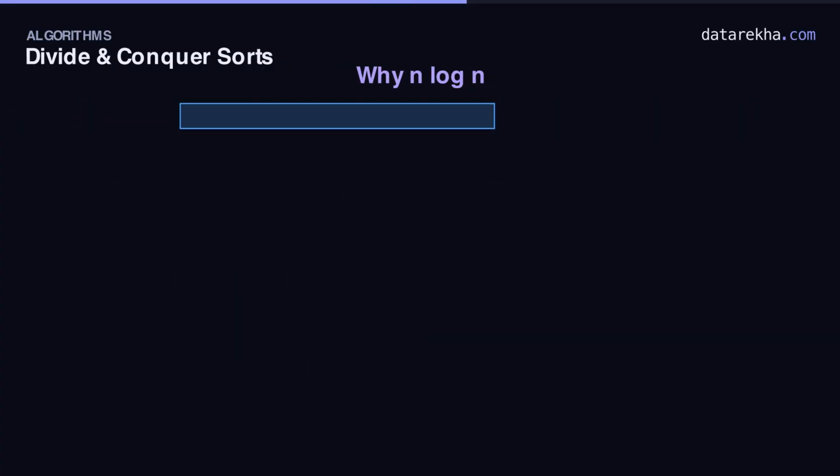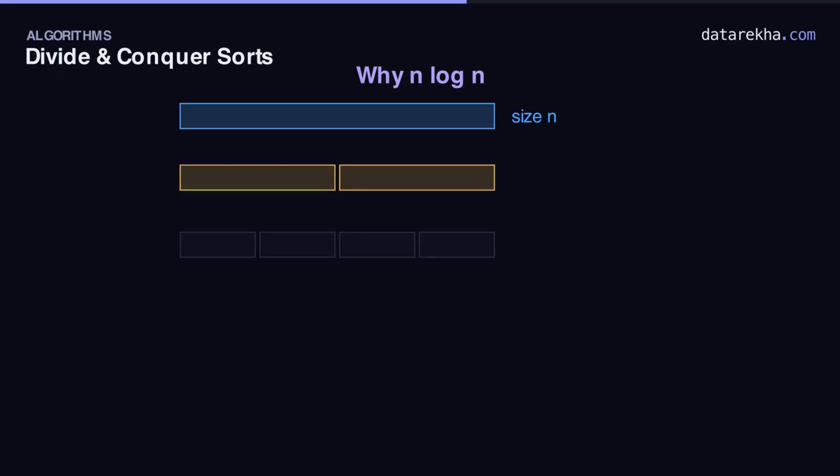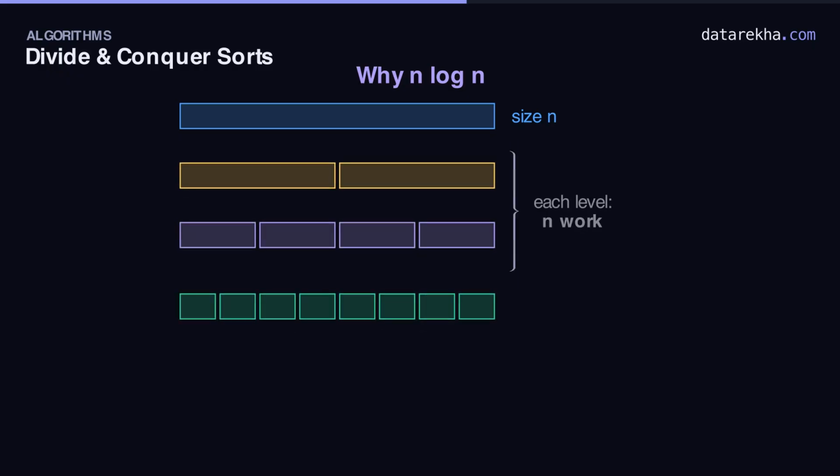Why does this give n log n? Look at the work laid out by level. The top level is one problem of size n. The next level is two problems of size n over 2. The one below, 4 of size n over 4. But here's the key. At every single level, the pieces still add up to n. Each level does order n work in total.